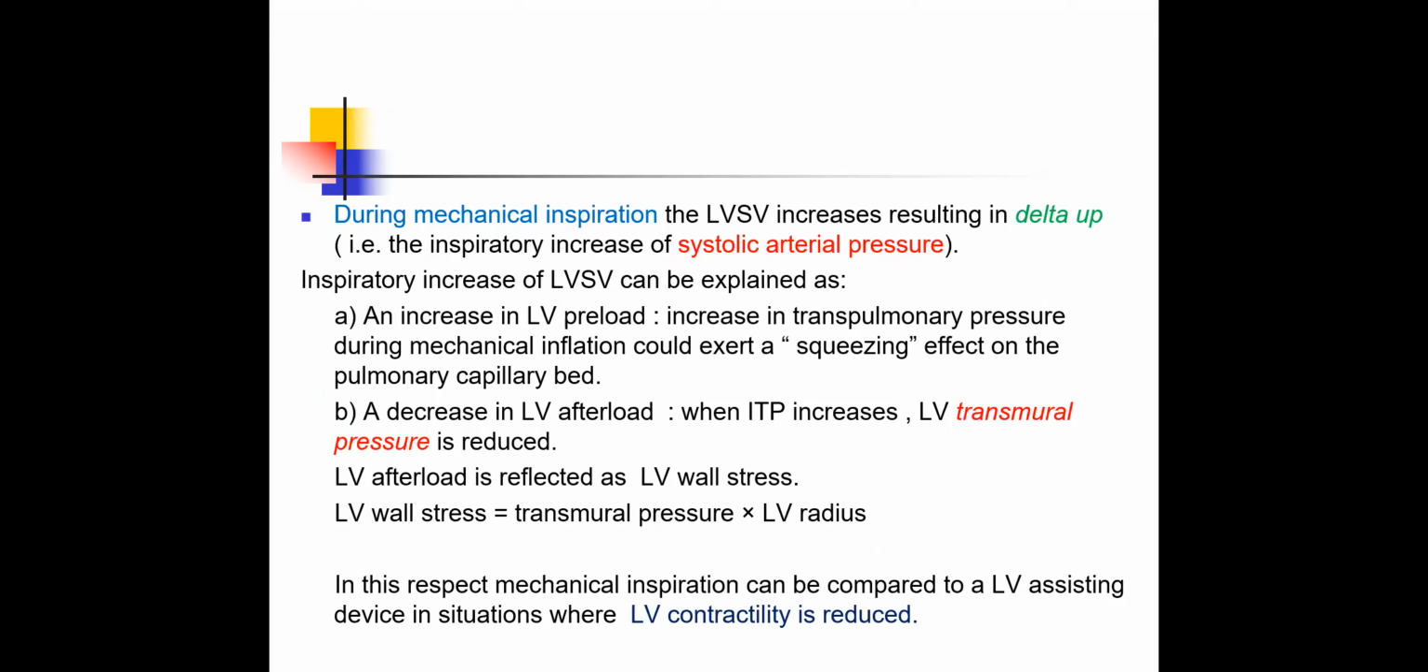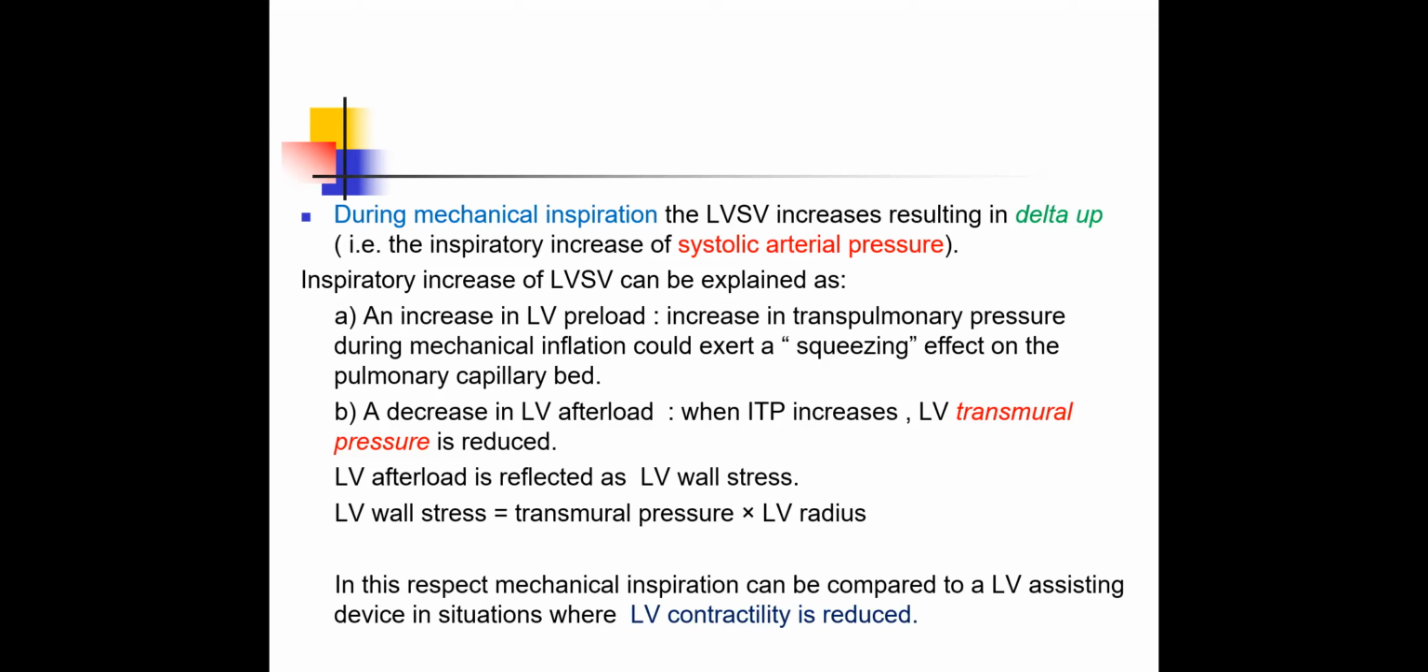So during mechanical inspiration, the right ventricular stroke volume decreases, but the left ventricular stroke volume increases, resulting in delta up, that is the inspiratory increase of systolic arterial pressure. Left ventricular stroke volume increases, resulting in an increase in systolic arterial pressure. The exaggerated fluctuation in systolic arterial pressure is called the delta, which we'll discuss in detail again.